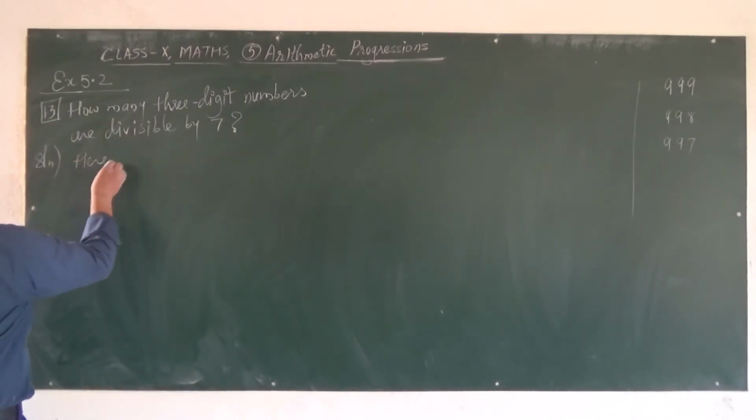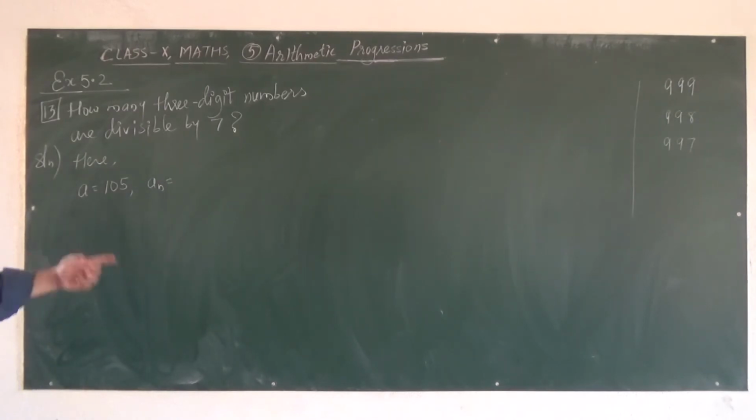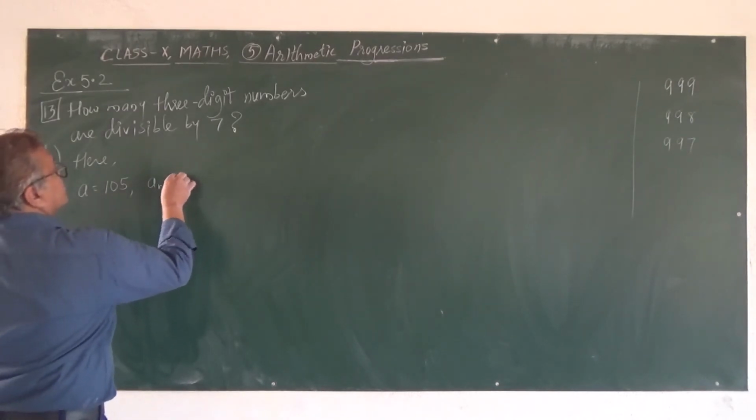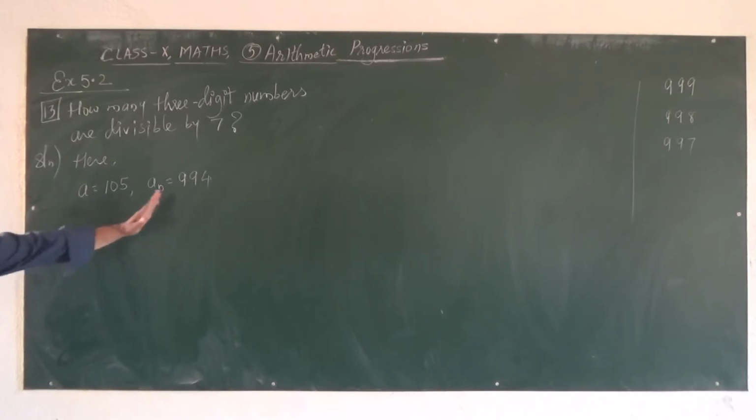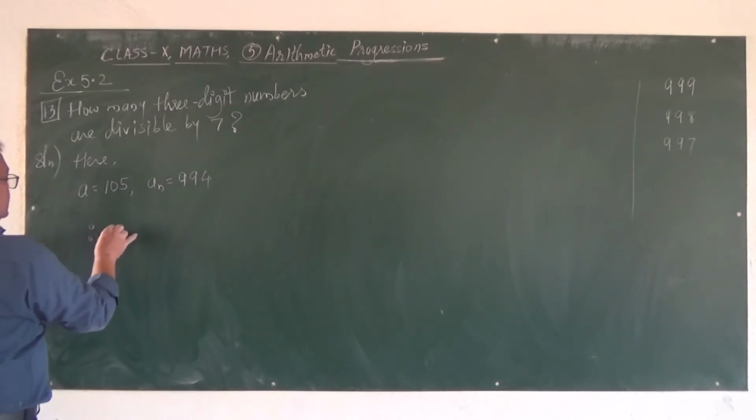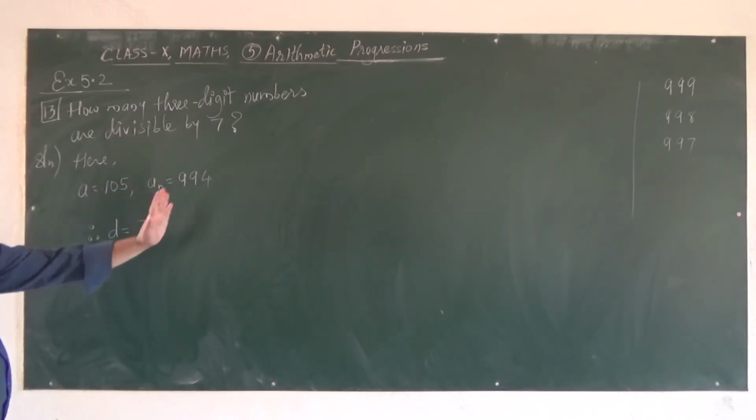Let us see the solution here. So the first term is 105 and by trial and error method the last 3-digit number which is divisible by 7 is 994. Okay, yes. So now what will be d here? If it is divisible by 7, so the next number, so therefore d will be 7 here. Okay, d will be 7. 105 plus 7 will be 112. 112 is divisible by 7. 119 is divisible by 7 and so on.